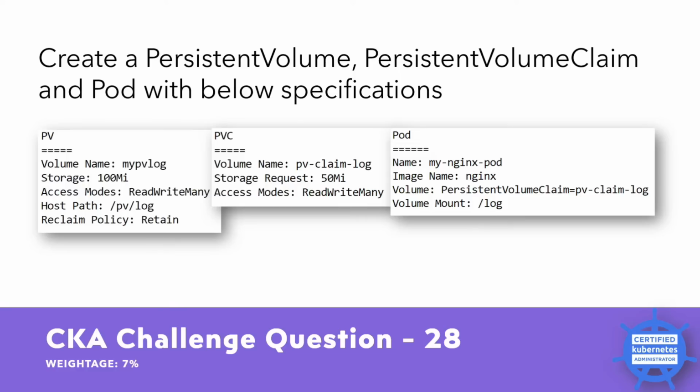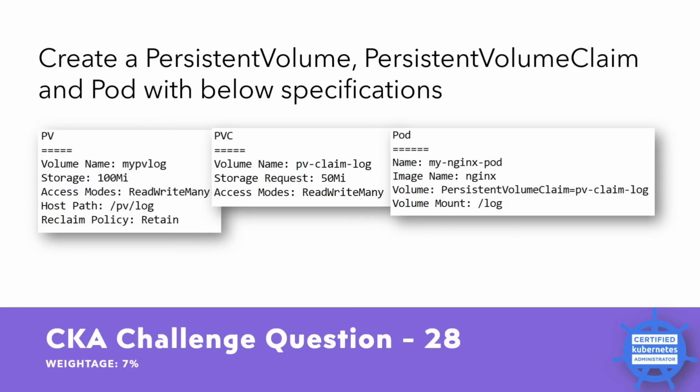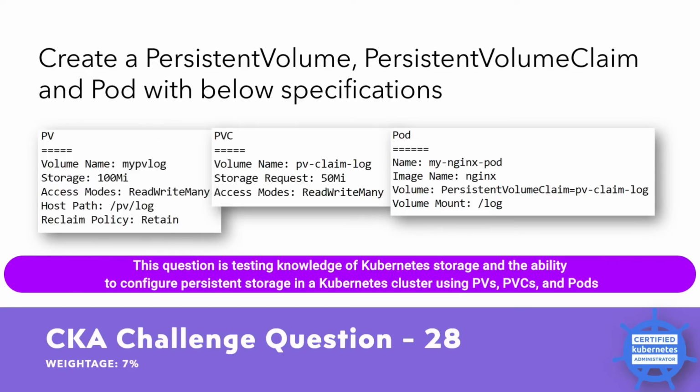Finally, the pod you need to create should have a name of my-nginx-pod and use the nginx container image. The pod should also use the PVC you created earlier as its volume with the volume mount of /log. This means that the pod will be able to read from and write to the same storage volume that was claimed by the PVC. Overall, this question is testing knowledge of Kubernetes storage and the ability to configure persistent storage in the Kubernetes cluster using PV, PVC, and pod.